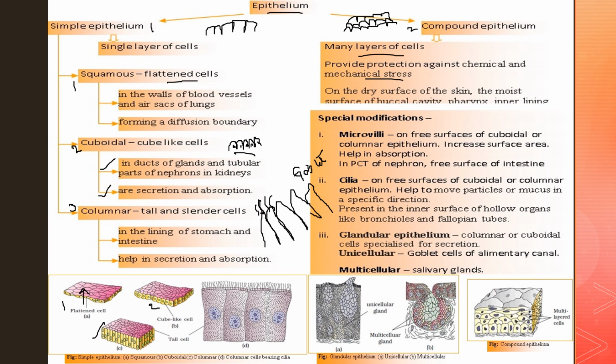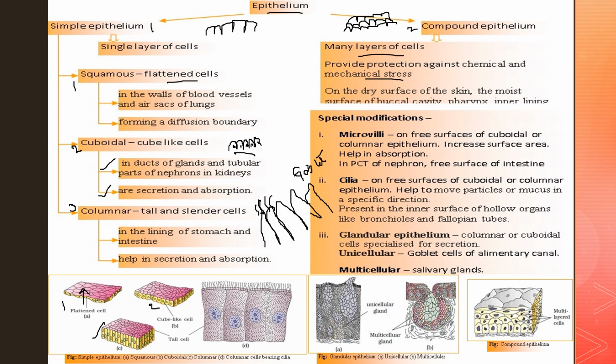Whereas cilia are also present on the free surface of either the cuboidal or columnar epithelium, and they help in removing dust particles, or they help in sticking the foreign particles to the mucus which is secreted there. This is also present in the inner surface of hollow organs like bronchioles and fallopian tubes.